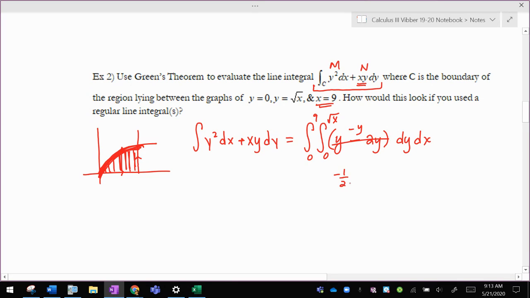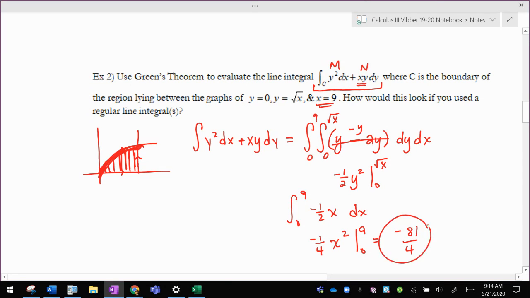The antiderivative would be negative 1/2 y squared from 0 to root x. So that's going to be negative 1/2 x minus 0. And now I'm going to evaluate that with respect to x, which is going to be negative 1/4 x squared from 0 to 9, which is going to be negative 81/4. And there it is. Okay.